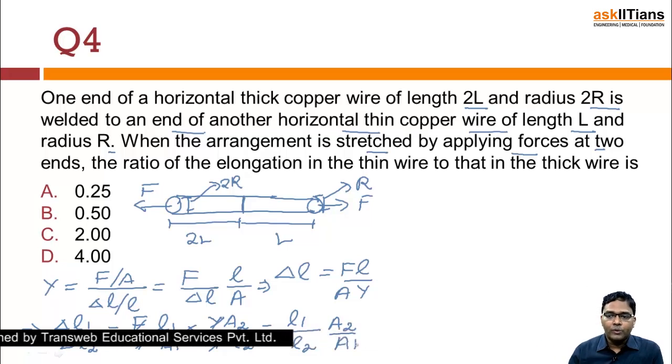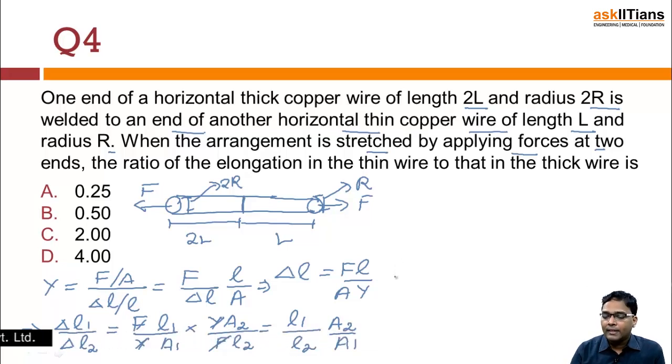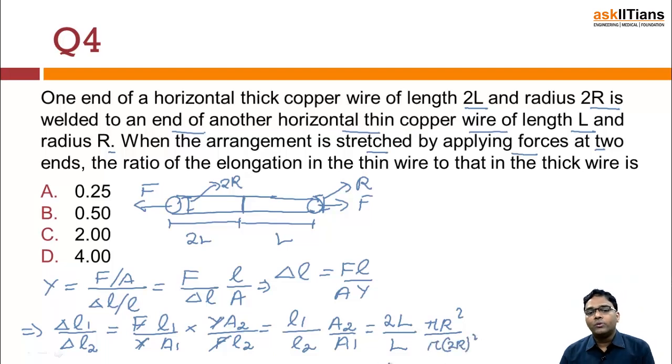So if I get this, what is the next thing that needs to be done? You can just write down the area. Area is going to be pi r square. So if you write down in terms of that, L1 is equal to 2L, L2 is equal to L, A2, that is the area of the second case, is going to be pi r square. Area of the original case is going to be pi into 2r square. So what you need to do is simplify these two. Once you simplify this, that's going to give you the final answer.